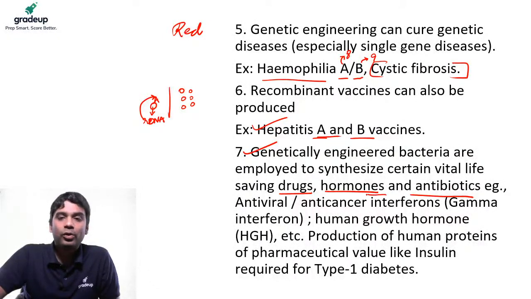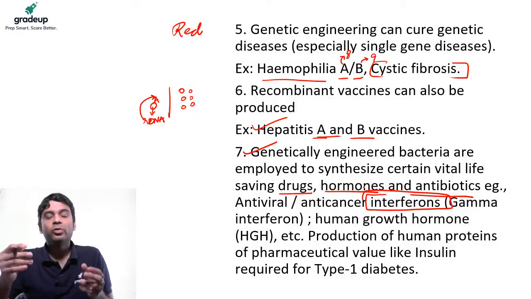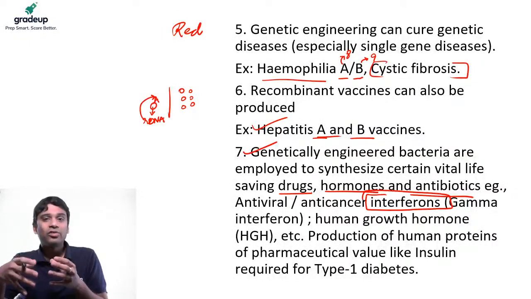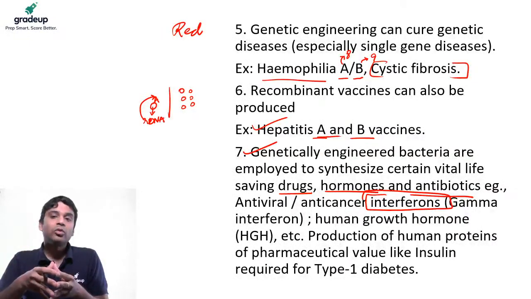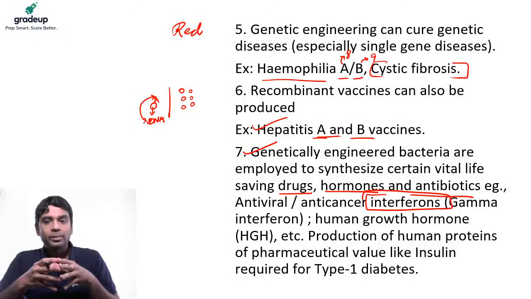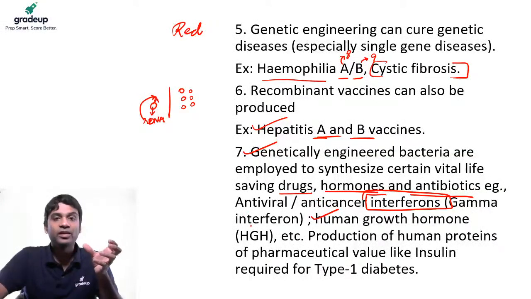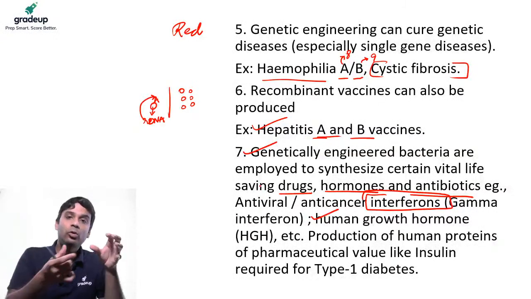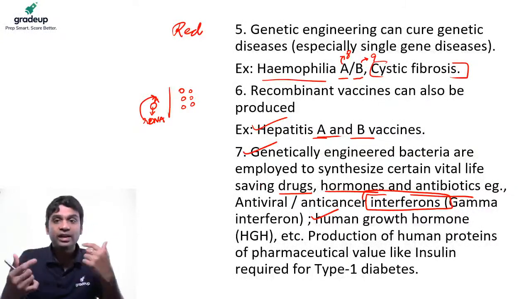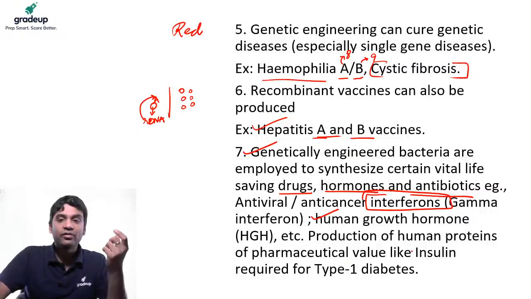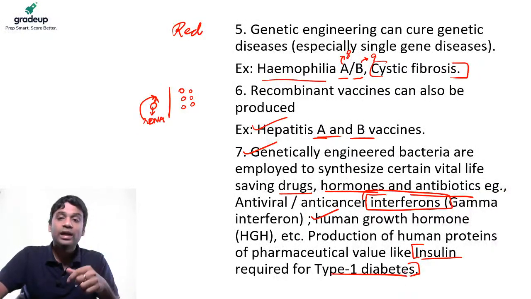Like interferons. The interferons in the body, like gamma interferons, can cause cancers in the body. So correct interferons can be added by genetic engineering. Or human growth hormone can be made to curb dwarfism. In some people there is dwarfism, they are very short in height. So human growth hormone can be given to them. That can be genetically made. And insulin, I have already told you. Proteins like insulin can be made, which are required for type 1 diabetes.